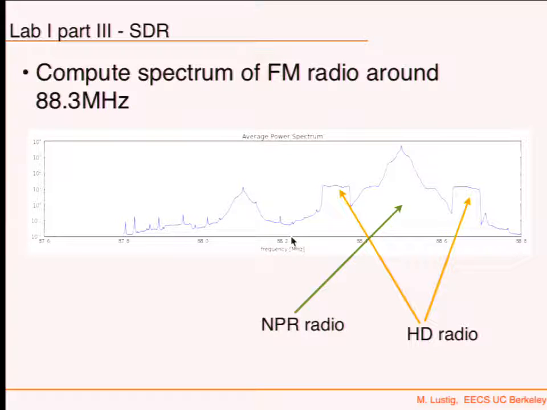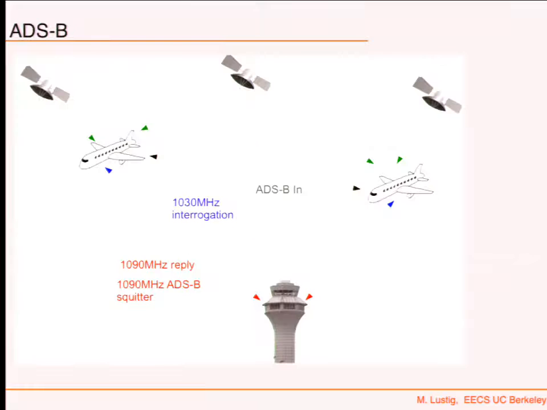Okay, that's another thing that you're going to do. You're going to look at the spectrum, and it's not so interesting in the sense that you're not going to see its dynamic. The next lab, you're going to do spectrograms and demodulate that and all that stuff. But that's lab 3. Then what we're going to do is look at ADS-B signals.